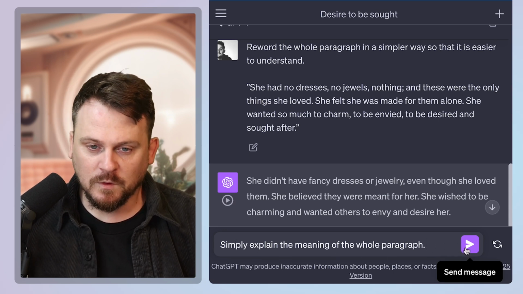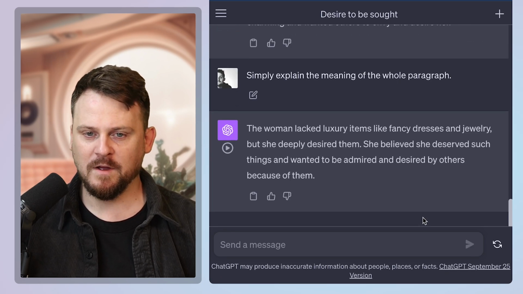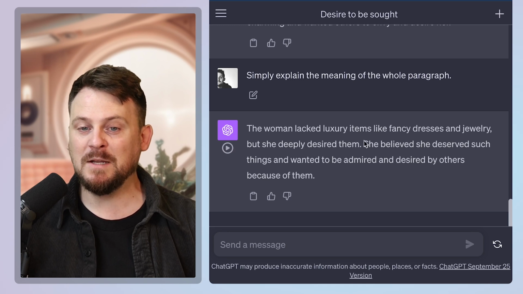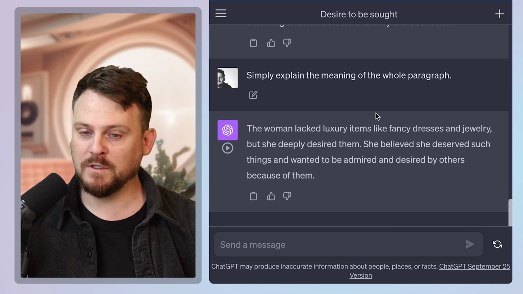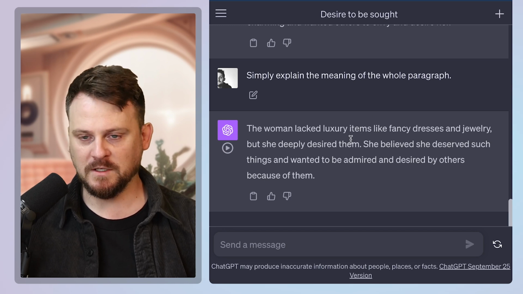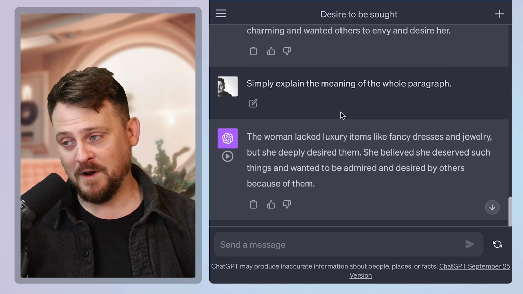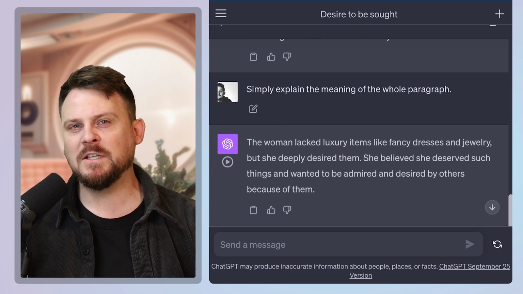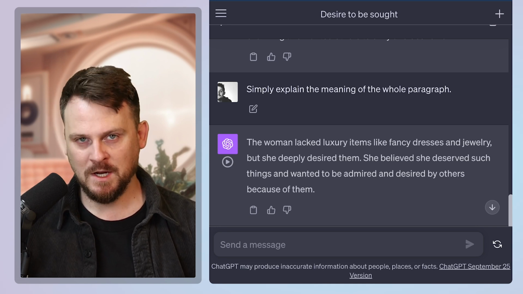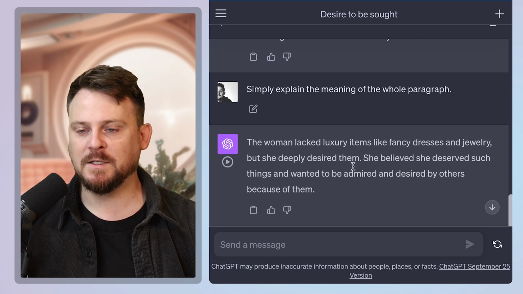Okay, so simply explain the meaning of the whole paragraph. The woman lacked luxury items like fancy dresses and jewelry, but she deeply desired them. She believed she deserved such things and wanted to be admired and desired by others because of them. So in this case, the explanation of the meaning and the variation are pretty similar, but if it's longer or more dense, we might get a simpler response, easier to digest, if we ask for the explanation.